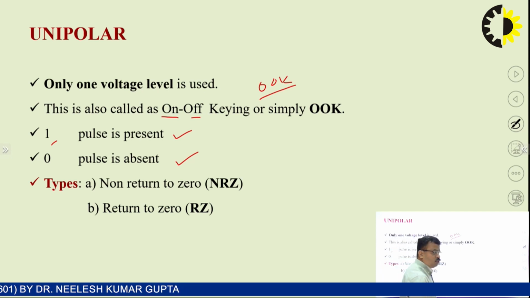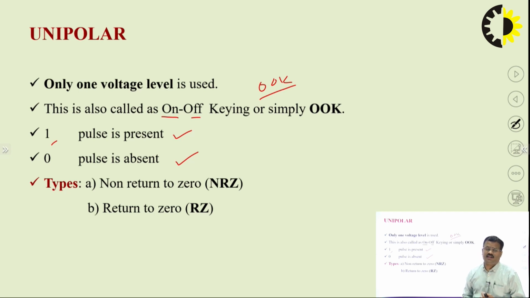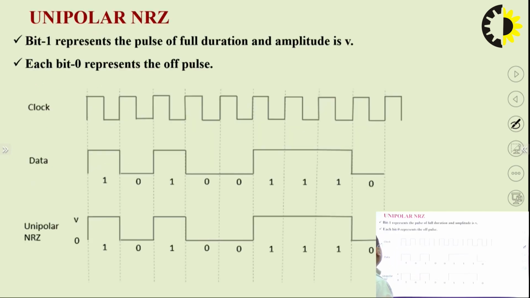Further, these are of two types: non-return to zero and return to zero, NRZ and RZ. So unipolar means you are using only one voltage level for one. Otherwise, your voltage level is absent, your pulse is absent, off. So this is the way. These are the waveforms for unipolar NRZ. It means unipolar line coding in case of non-return to zero. So bit 1 represents the pulse of full duration and amplitude V, and bit 0 represents off pulse.